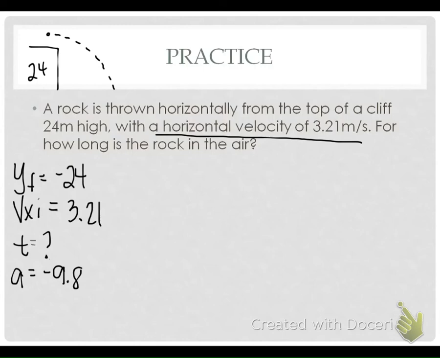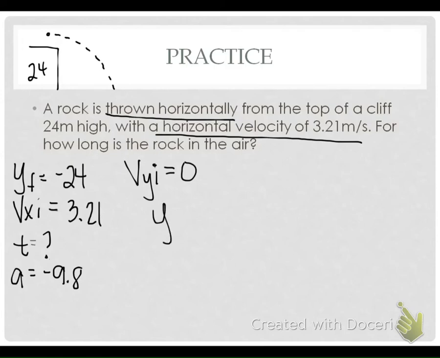So, does this rock have any vertical velocity to start out with? No, because it's being thrown horizontally, so it has only horizontal velocity. So that means V sub yi equals 0. The reason is that this rock specifically says it is thrown horizontally. So do we know y final? Yes, we know y final. And we know y initial is 0 because we start at our origin.